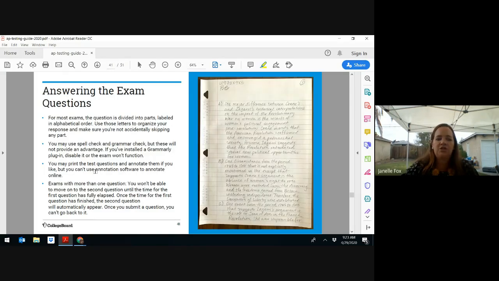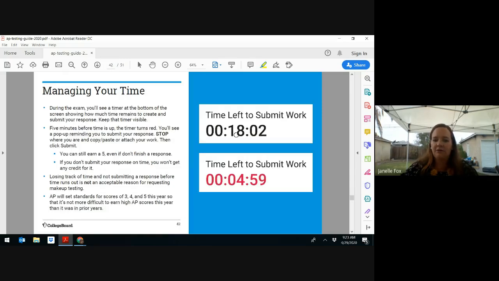When you answer the question, you should divide it up and write clearly. Again, here's the timer. This is what the timer will look like when it's going down, time left to submit your work. Guys, as soon as it hits that 5-minute mark, it's going to turn red, and then you need to stop. Okay, quit, start turning it in, and be golden.